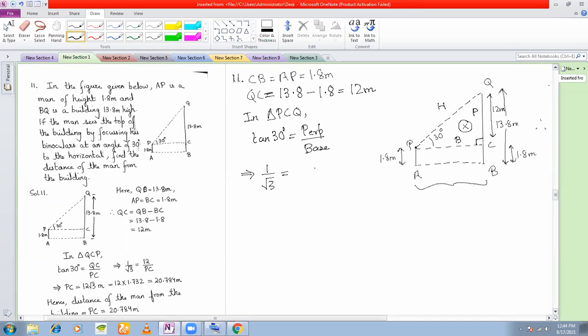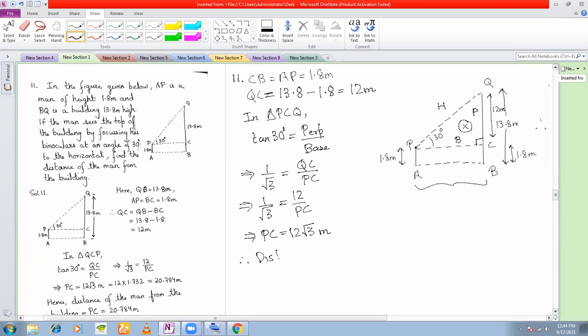And in this figure, if you see which one is the perpendicular, QC is the perpendicular. And which one is the base, PC. Now put the value of QC. You know the value of QC, 12. So you know, therefore, how much is PC? PC is 12 root 3 meters. Fine. So we have found out PC. So PC is the distance of the man from the building.